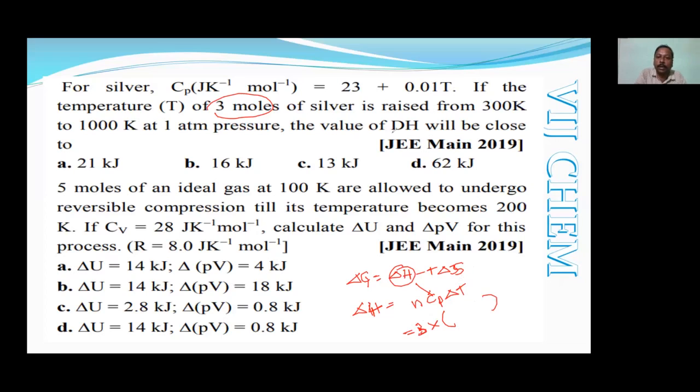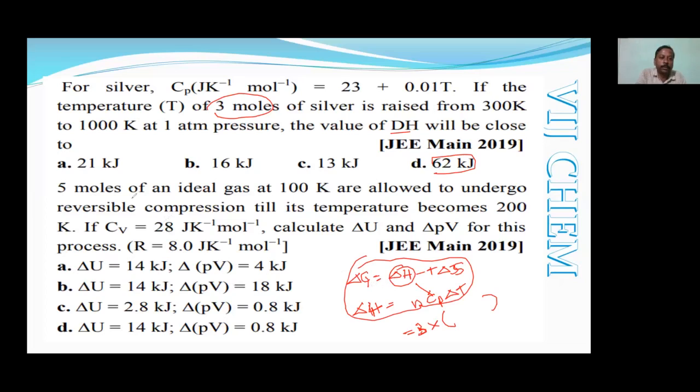Then the value of delta H will be, so just on comparison, you can compare or simplify, that is up to you. The answer you will get is 62 kilojoules. Two equations are combined here: delta G is equal to delta H minus T delta S, and by substituting n Cp delta T in place of delta H, we will get the actual value of delta H.